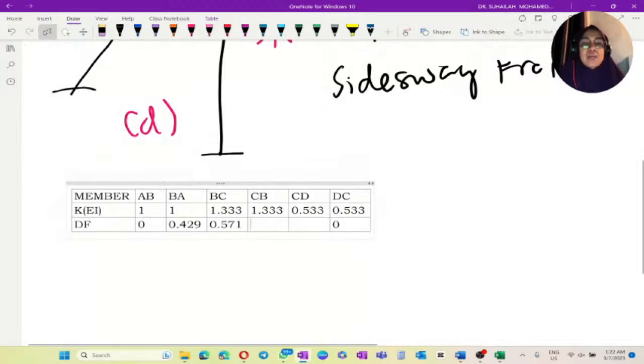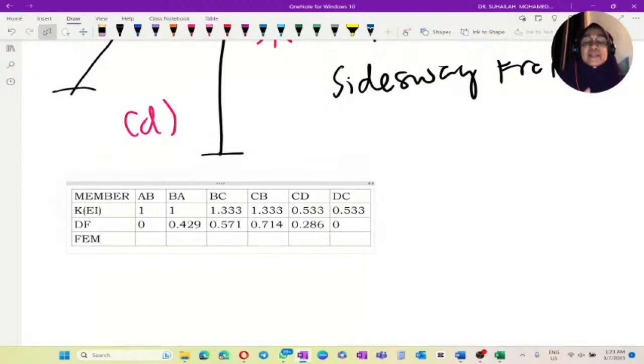Okay, and next for CB is 1.333 divided by 1.333 plus 0.533. It is 0.714 and 0.286. Okay, so this is distribution factor. So we will use the same distribution factor for both tables. So we move directly to FEM. So this is table number one.